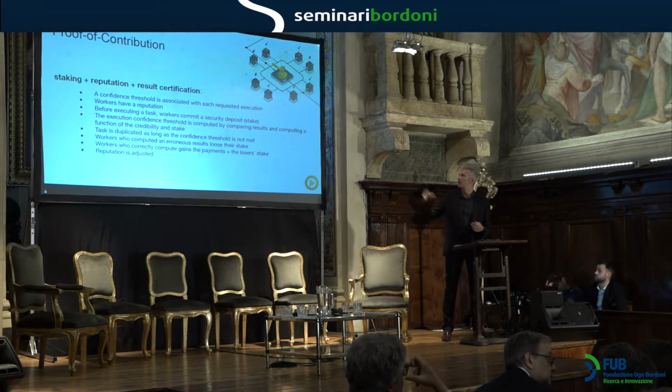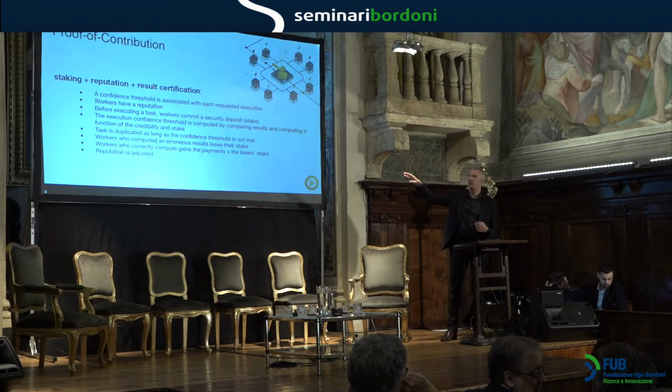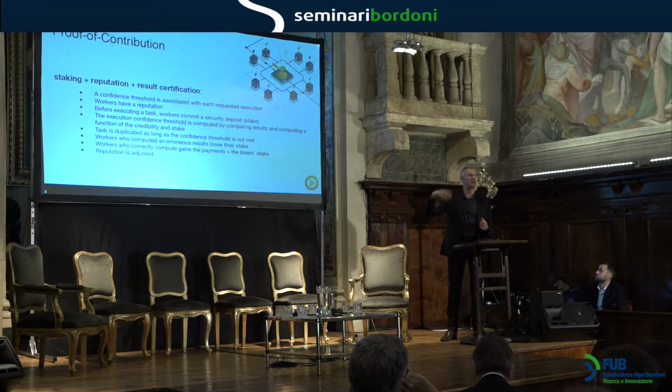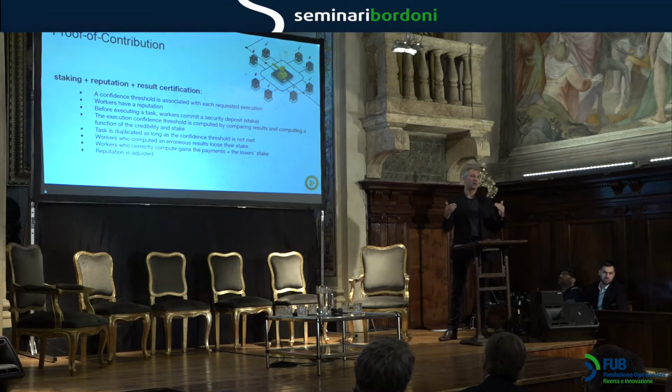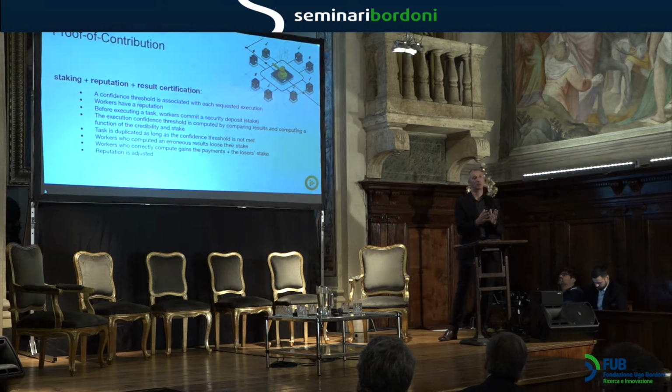So this is the algorithm that is executed when a computation happens on the internet using machines that are unknown and untrusted. It's a mix between staking, reputation, and result certification. Result certification basically means that we duplicate the execution of the application and we compare the signature of the result, so the hash of the result. If the hash is the same, so this is for deterministic computation, of course, then it works this way.